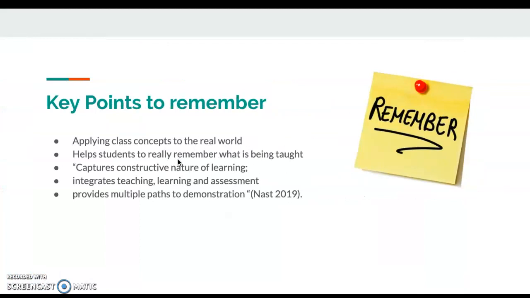Okay, so a few key points to remember. Authentic assessment is applying class concepts to the real world. This really helps students to understand and remember what's being taught and to apply it to their lives each and every day.